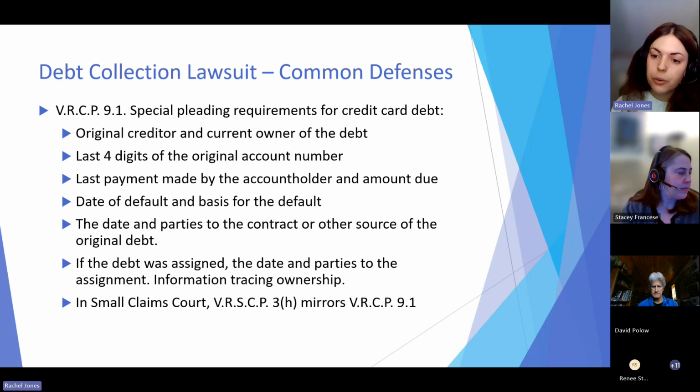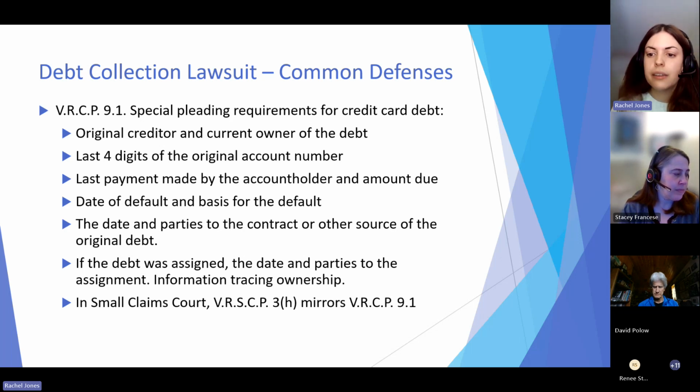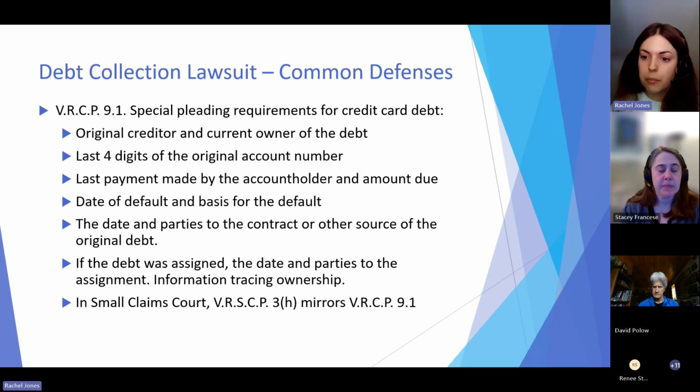And then also in small claims court, Rule 3(h) mirrors the 9.1. So again, it's a similar process. So if a debt collector or a creditor sues in small claims court for a credit card debt, they have to follow the same requirements and include all these pieces of information in their complaint as well.